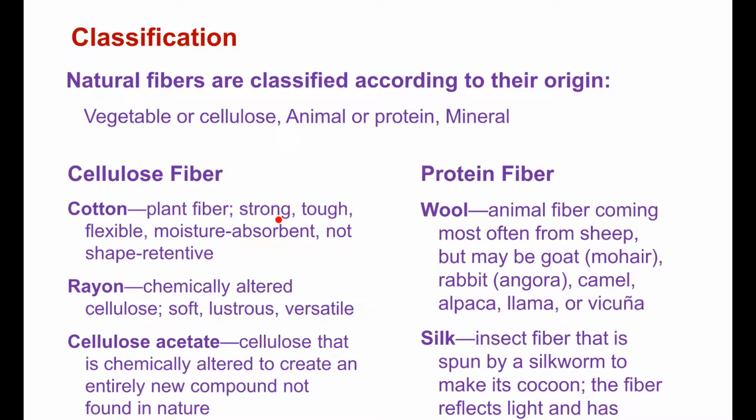So again, cotton is going to be a plant fiber. It's fairly strong, really tough. Like if you pull on it, it's not super easy to break. It is very flexible, which means that it's very versatile. We use cotton in a lot of different fabrics. In terms of moisture absorbent, that's one of the things cotton is known for. It has the ability to absorb water from the skin very easily, which is why it normally becomes part of our clothes.